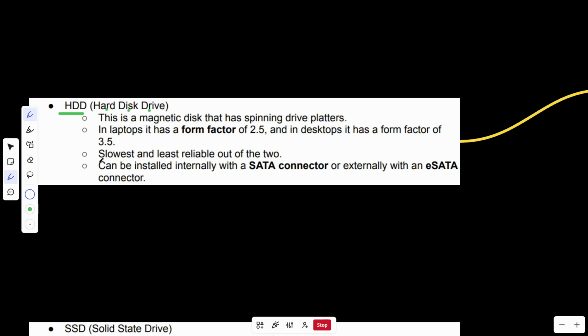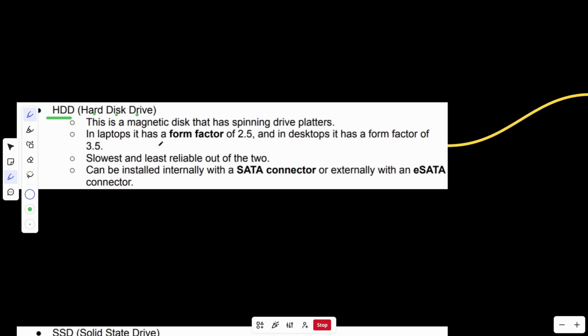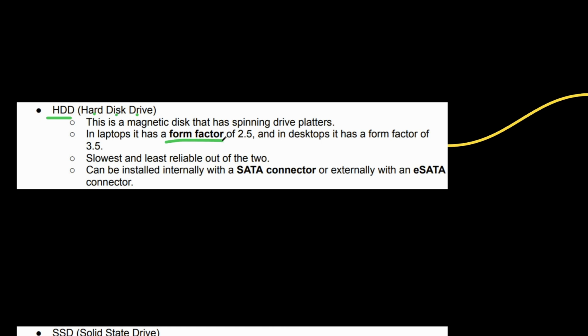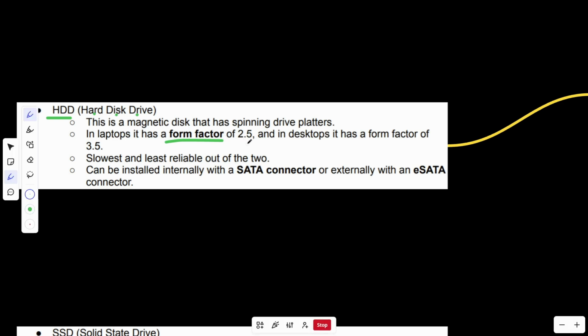So generally, it has a form factor. The words form factors are going to show up a lot in your exam as well. That just means like how big it is, what the shape is, right? Of 2.5 in laptops, and in desktops, it has a form factor of 3.5, generally speaking, okay?